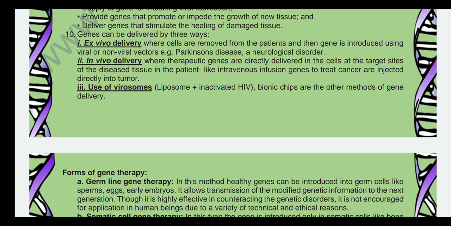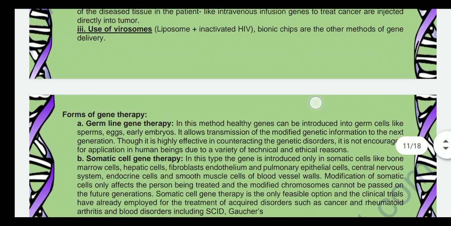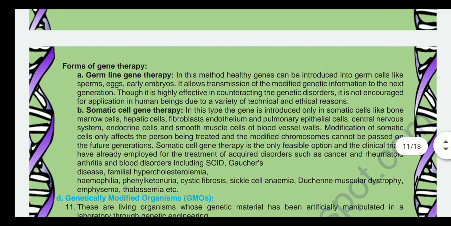Next one is the use of virosomes. The third one is liposome plus inactivated HIV. So bionic chips are used for the methods of gene delivery, that is for the virosomes, which work against viral infections.